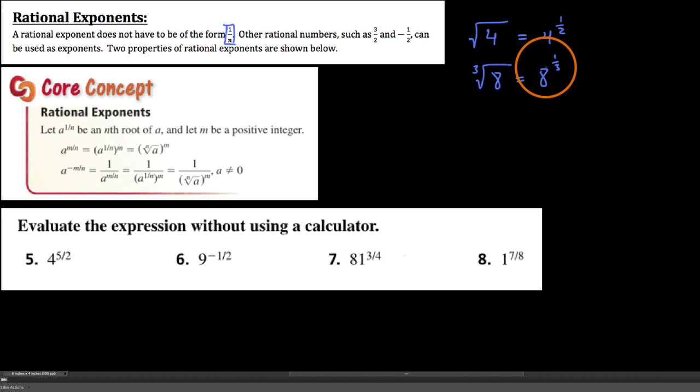What I want you to realize is that this is not the only form that our rational exponents can come in. Other rational numbers, such as 3/2 and -1/2, can be used as exponents. So two properties of rational exponents are shown here. Let's take a look.